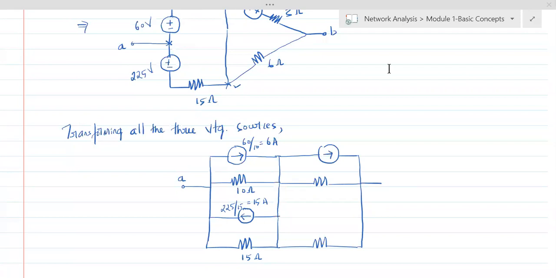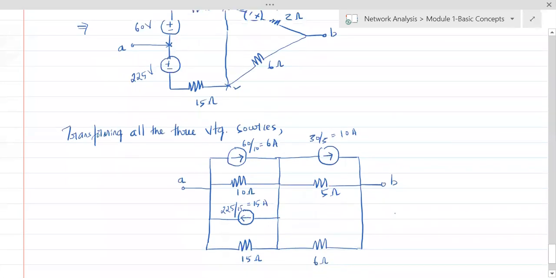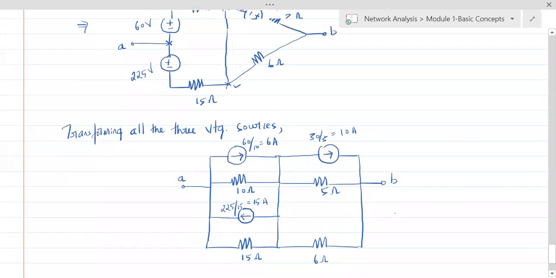Problem is that, okay. Now this is 6 ohms, 5 ohms, and 30 volts. That's not 30 volts. What would this be? It would be 30 by 3. This would be 30 by 3. That will give us 10 amps. Fine. So this is how the things look like.